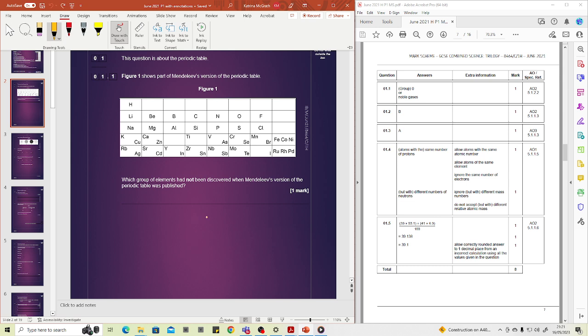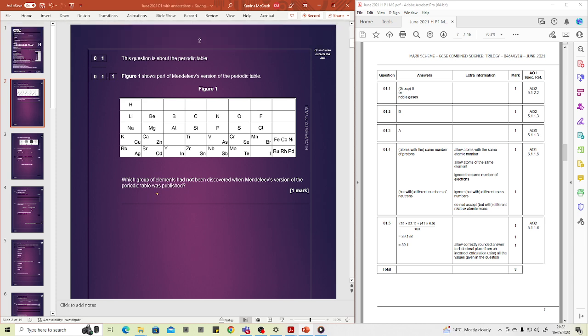Right, let's take a look at this question about the periodic table. It's going to go through lots of topic 1 stuff. So Mendeleev's version is here, and it says which group of elements had not been discovered when Mendeleev's version of the periodic table was published. There is very little clue from what is present in this table. It's just one to learn. There was no group 0.